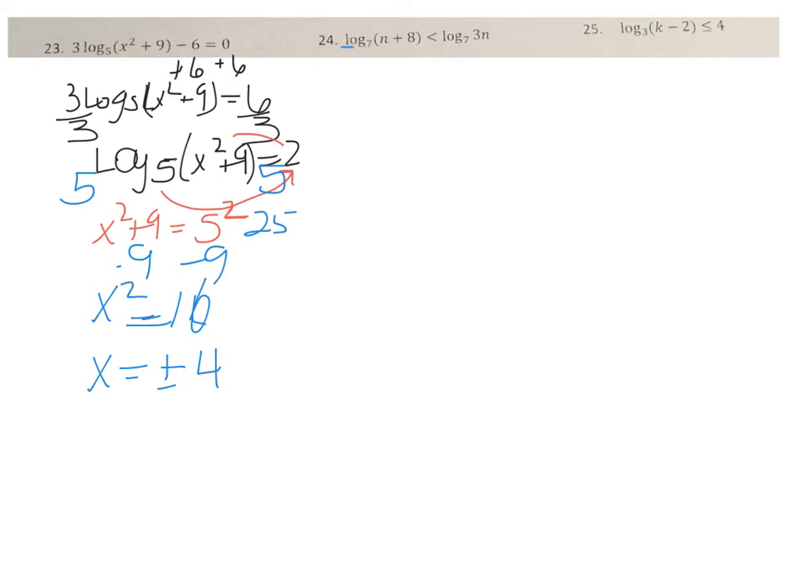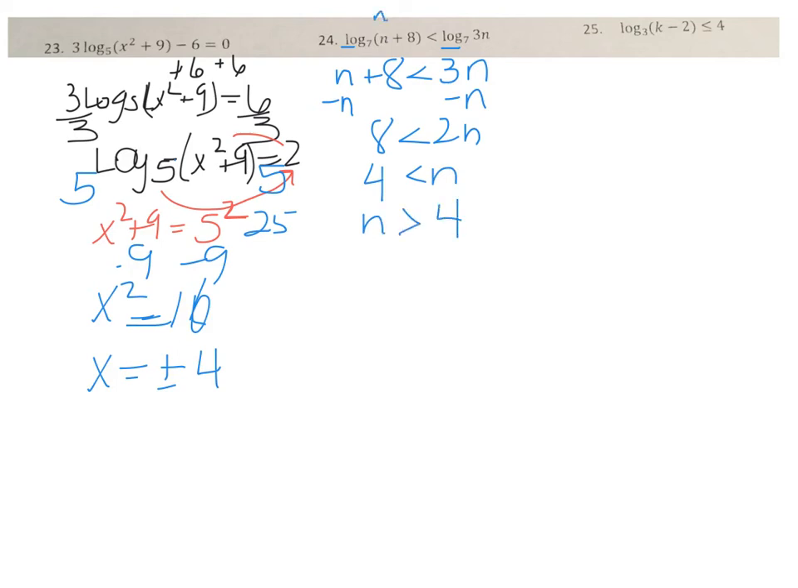I have the logs on both sides, so I can just equate what's inside. n plus 8 is less than 3n. I'm going to subtract my n's, and 8 is less than 2n, so 4 is less than n, which means n is greater than 4. And look at your domain restriction: n plus 8 has to be greater than 0, so n has to be greater than negative 8. So we don't have to worry about putting a second restriction on it, because all of our answers, n greater than 4, are greater than that negative 8.